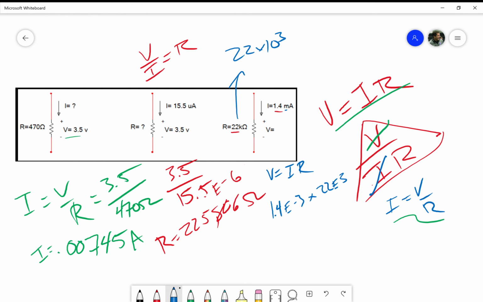So anyways, we got 1.4 times 10 to the negative 3 multiplied by 22 times 10 to the 3. And what do we get? We get our new voltage is going to be 30.8 volts. There you go.